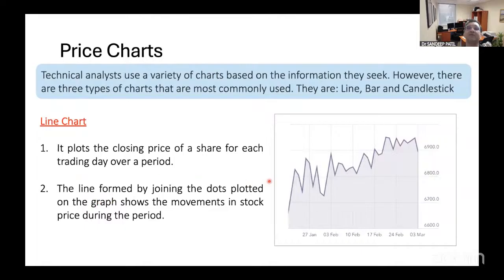So these are line charts, which are plotted by closing price, and this is a good graph to know the direction. It doesn't give you a lot of information, but it gives you long term information. So most of the investors look at the line charts.